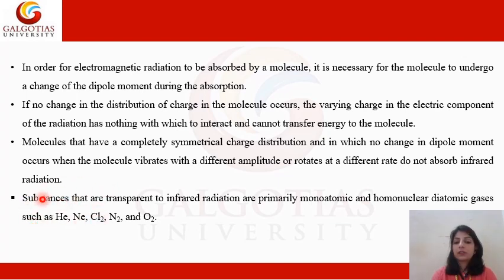Now we have certain substances which are IR transparent. Substances that are transparent to IR radiation are primarily monoatomic and homonuclear diatomic gases like helium, neon, chlorine, nitrogen and oxygen.